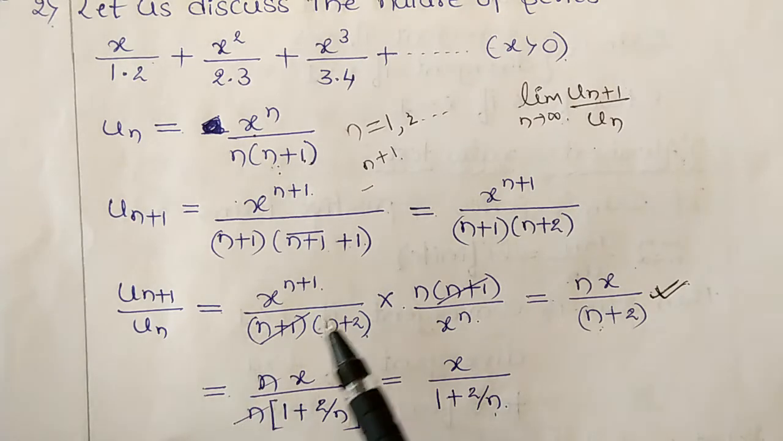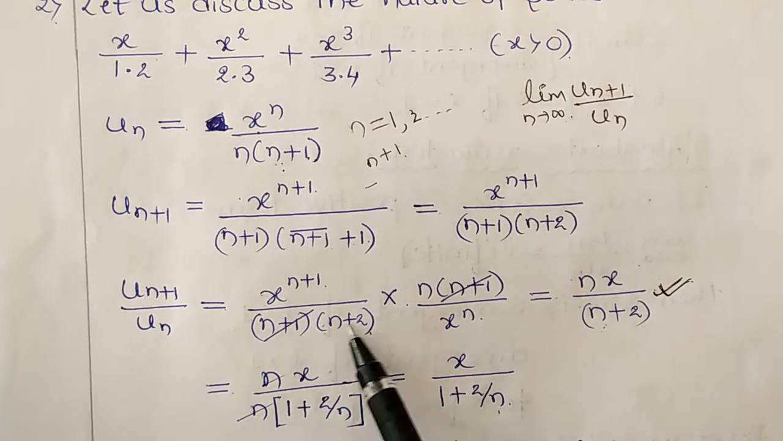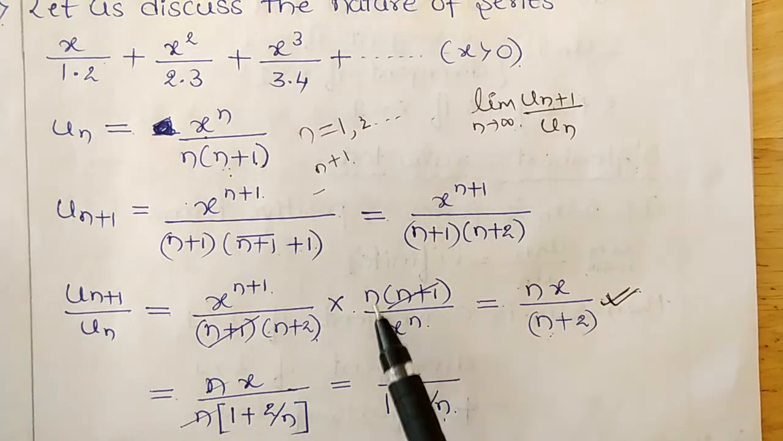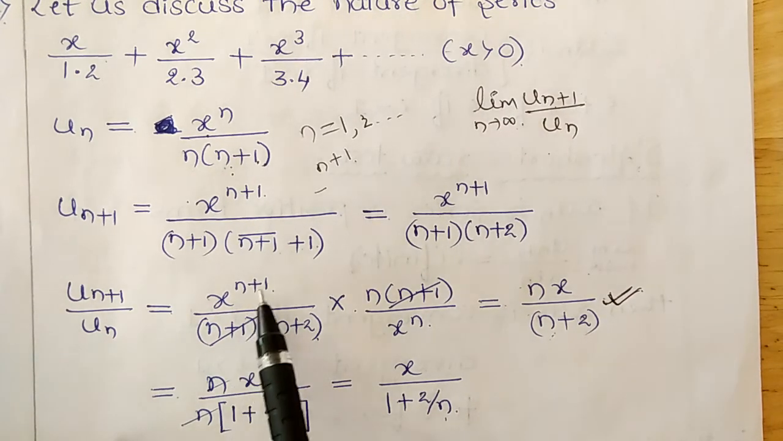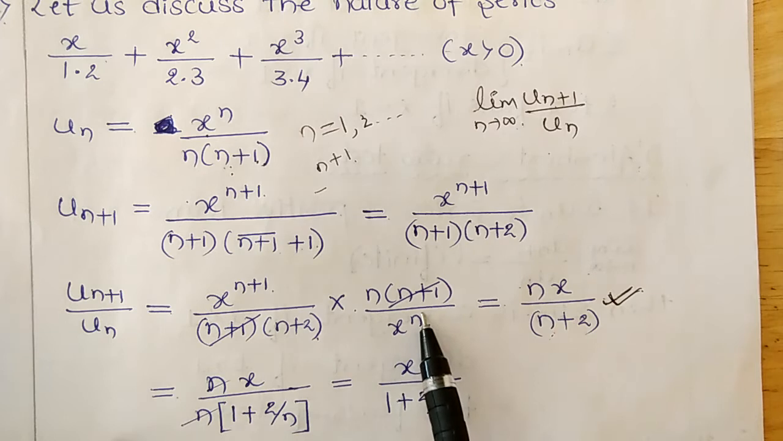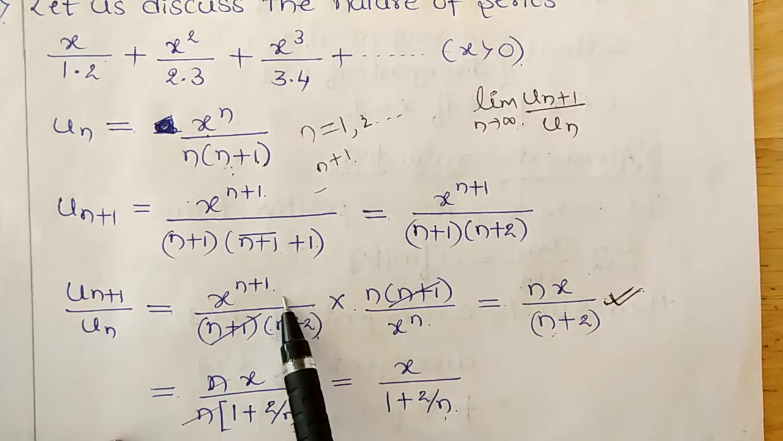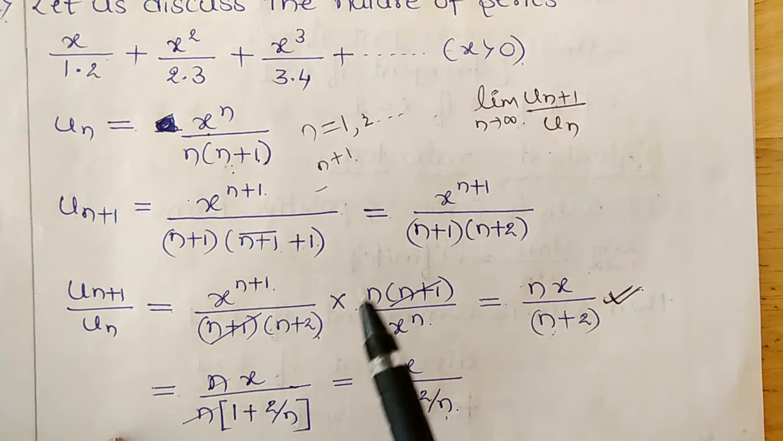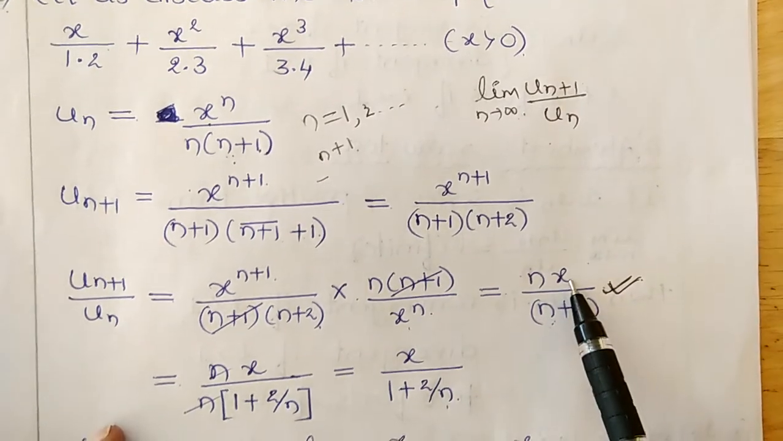Then substitute the un plus 1 and un values. The n plus 1 gets cancelled, n divided by n plus 2 keep as it is, x raised to n plus 1 divided by x raised to n term. Let's move this term to the numerator: positive becomes negative, x raised to n plus 1 into x raised to minus n. The plus n and minus n get cancelled, remaining only the x term.